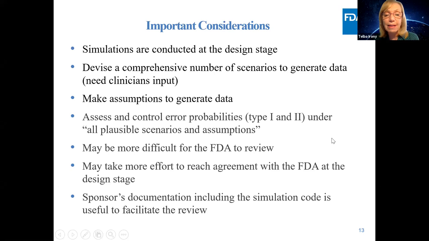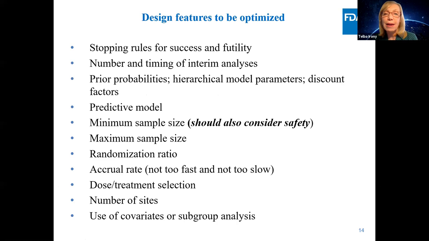So what are the design features that you can optimize using simulations? The stopping rules for success and for futility, the number and timing of interim analyses, the prior probabilities, the hierarchical model parameters, the discount factors if you were doing a direct discount, the predictive model and its assumptions, minimal sample size and maximal sample size. Don't forget that for the minimal sample size, sometimes even if you don't need a large sample size for effectiveness, you might need it for safety. So you have to balance safety and effectiveness here.